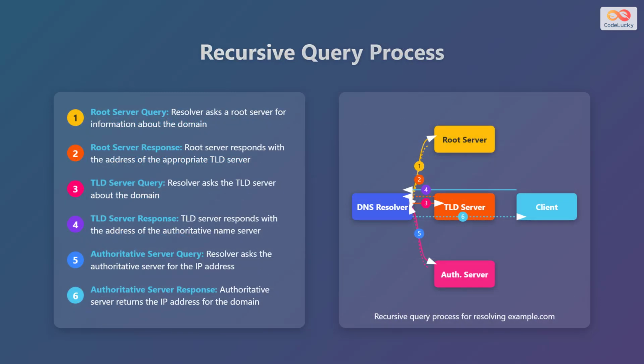Now let us take a closer look at the recursive query process. First, the resolver asks a root server for information about the domain. Second, the root server responds with the address of the appropriate top-level domain server. Third, the resolver asks the top-level domain server about the domain. Fourth, the top-level domain server responds with the address of the authoritative name server. Fifth, the resolver asks the authoritative server for the IP address. And sixth, the authoritative server returns the IP address for the domain.